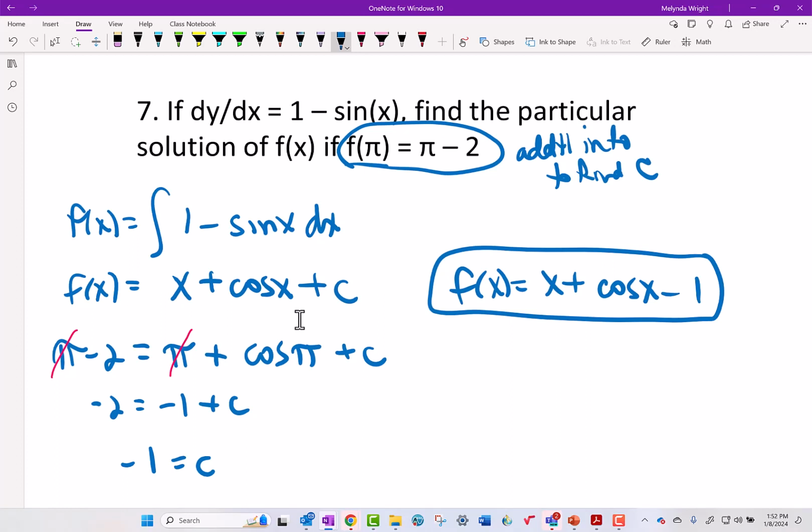Okay? All right, 2 more questions. We're just doing more examples of the same kind of stuff. We're still just doing antiderivatives. Are we okay? All right.